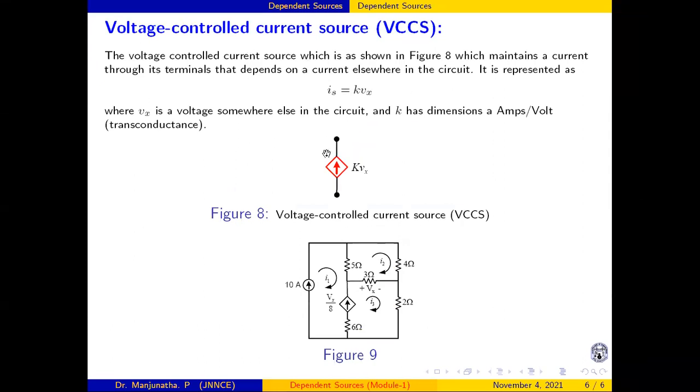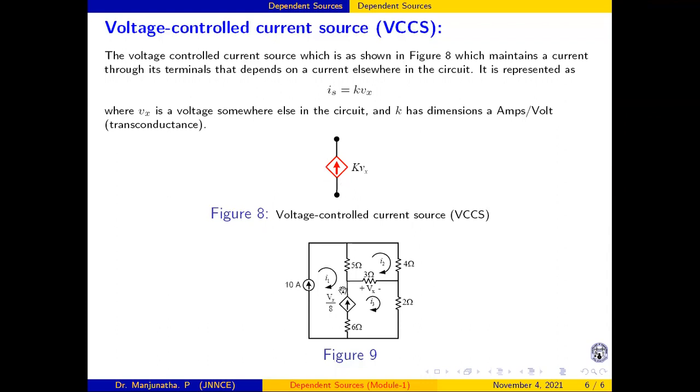The last one, voltage controlled current source. It is a current source, but now it depends on voltage. The voltage controlled current source, as shown in this figure, maintains a current through its terminals that depends on a voltage elsewhere in the circuit. It is represented as Is = K times Vx, where Vx is a voltage somewhere else in the circuit and K has dimensions of ampere per volt, or transconductance.